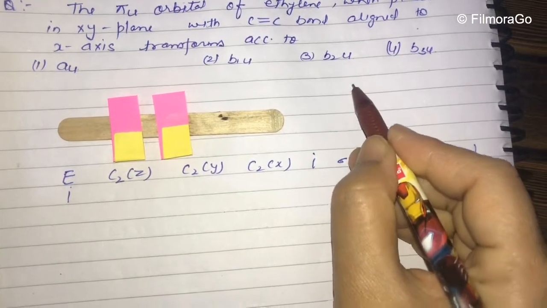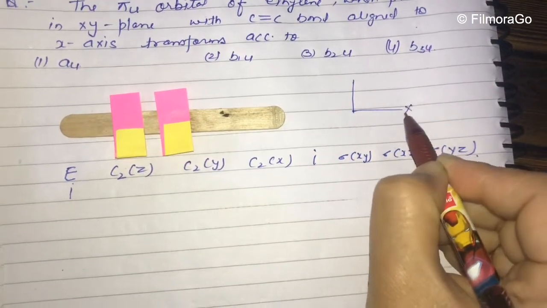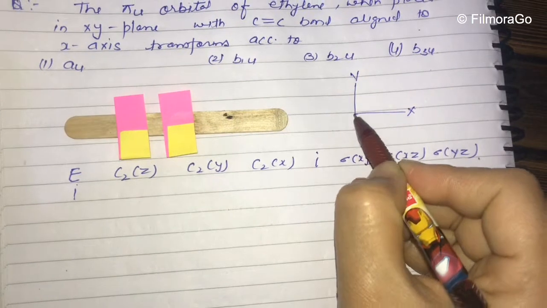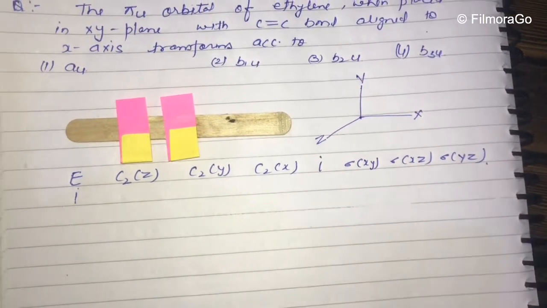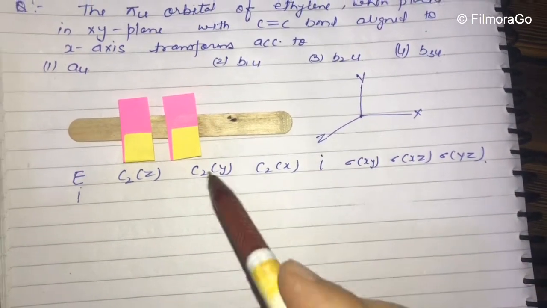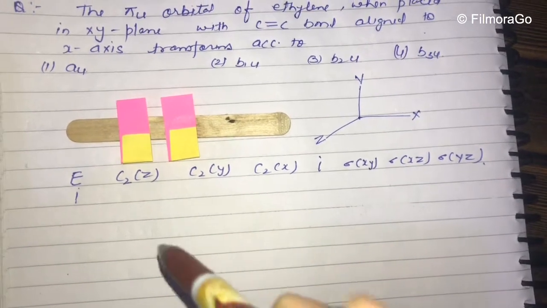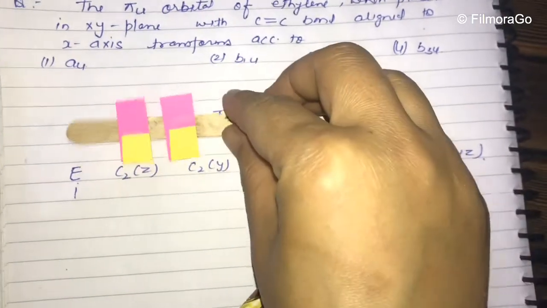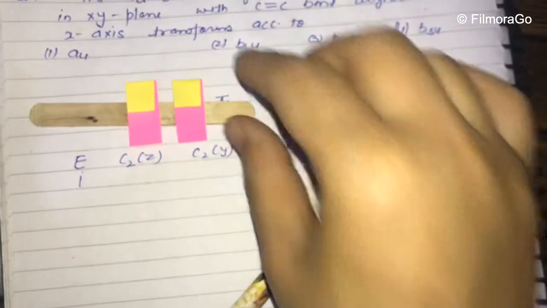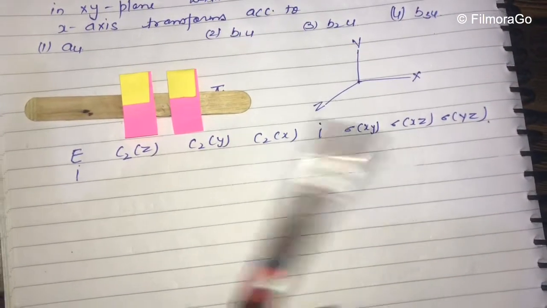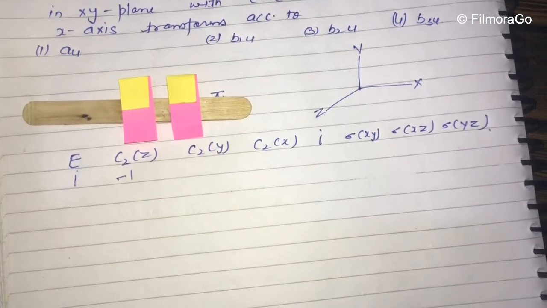If we are taking this as the X axis, this one as the Y axis, and this one as the Z axis, I am taking this one as S. So we have to find out the rotation on the Z axis. It means on this axis. So if we rotate the orbital on this axis, we will get it like this. So the sign of the orbital will change, so that will be -1.